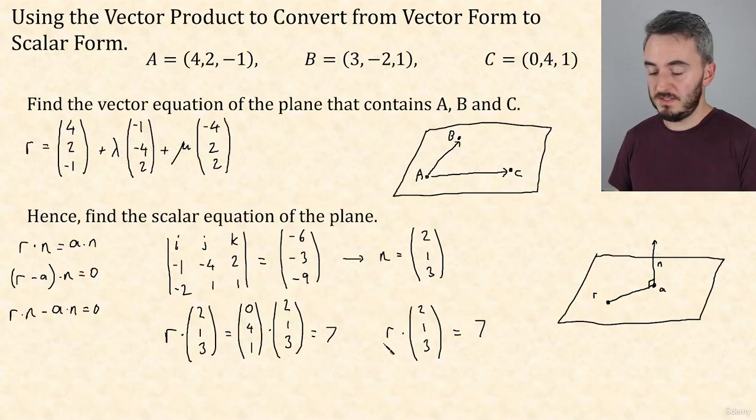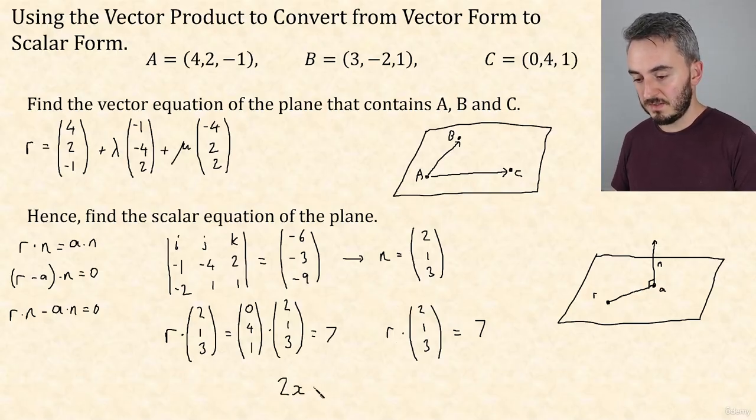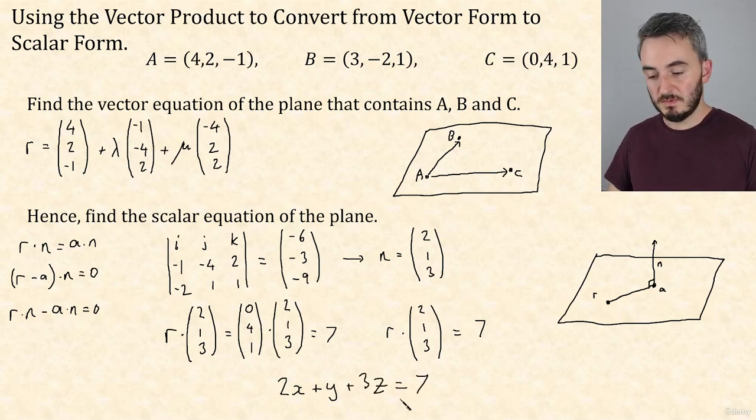If you wanted the Cartesian form from there, of course, it's trivial because this literally means 2x plus y plus 3z equals 7. So relatively straightforward now to convert from our vector equation of the plane to our scalar equation.